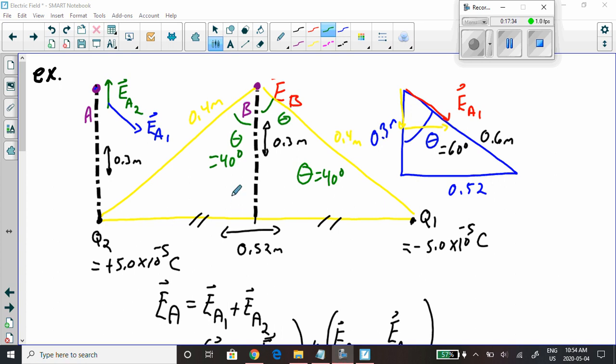Now that I have these sides, I can also find the angle in here. The angle here is 40, and similarly, the angle there would be 40. So these are all important quantities that we're going to need as we try to find out what is the electric field right there.